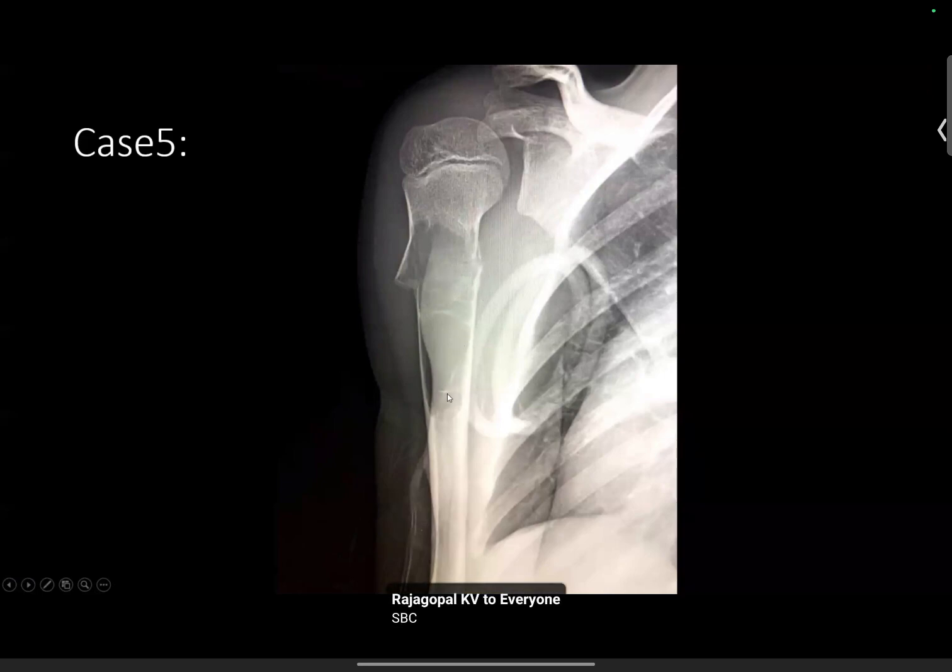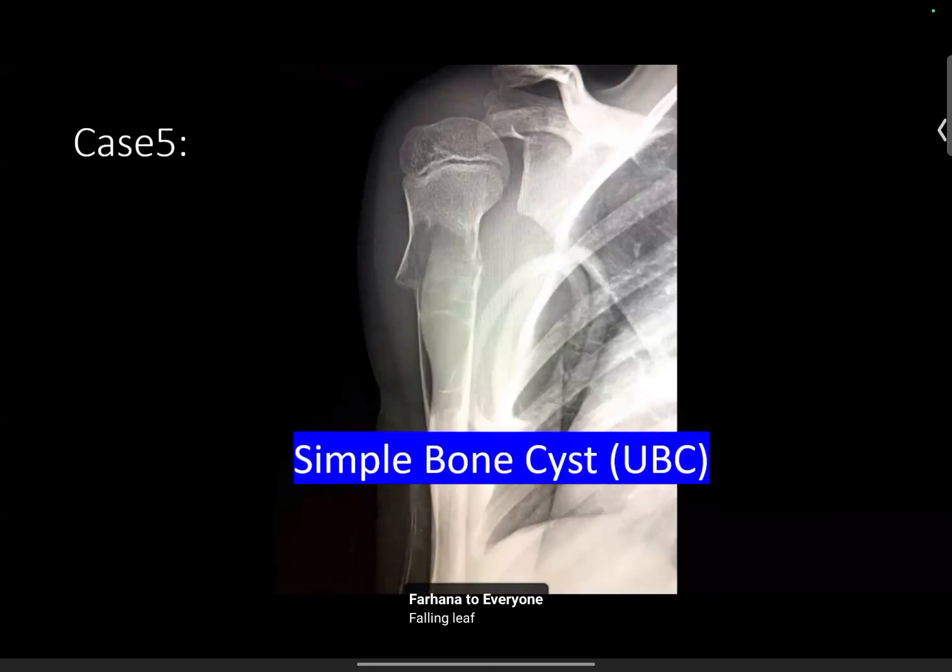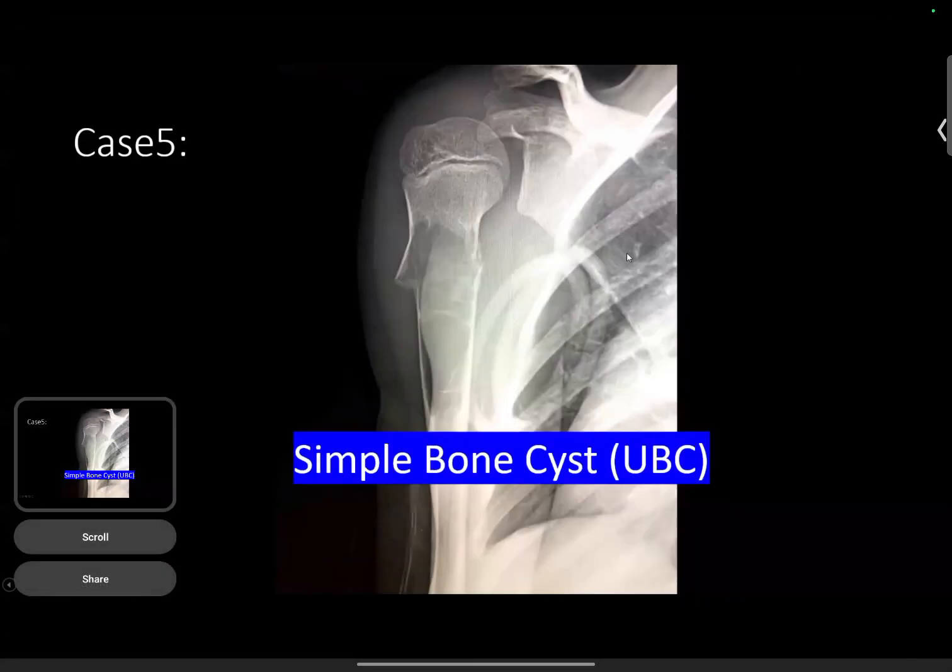And we see this thing here. What is this called that helps tell us that this is a cystic lesion? There's this little thing here floating at the bottom. Fallen fragment sign. Excellent. So this is a simple bone cyst with a fallen fragment sign, very common in the proximal humerus.